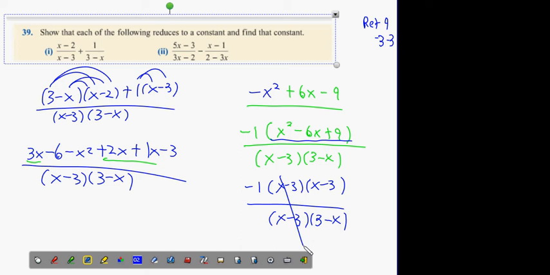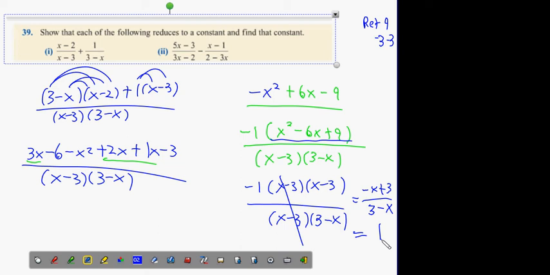Now, here's the interesting one. Multiply minus 1 by this and what do you get? Minus x plus 3. What's on the bottom? Are they the same thing? Is the top number the same as the bottom number? Yes. Answer is 1. Now, that was a lot of hassle, if you don't mind me saying.